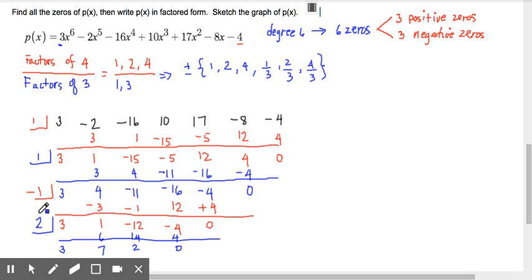So far we have found 4 zeros. 3 of them are positives. So that means we have found all the positive zeros. We just need now to find 2 more negative zeros.